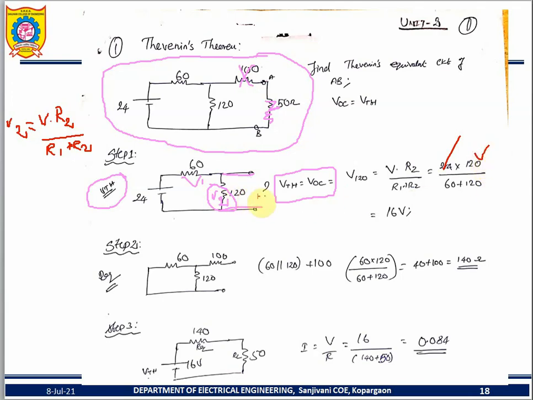Thank you for your reply. And R1 plus R2. What is R1? 60. Very good. R2? 120. So use the calculator. Do you know multiply, divided by, additions? Then use the calculator. So the answer is 16. Write the 16. This is called open circuit voltage. That is called Thevenin's voltage. Step number 1 is over.